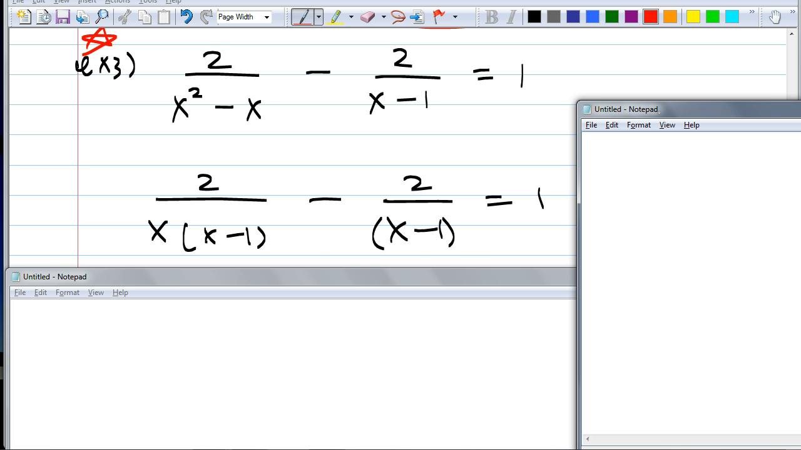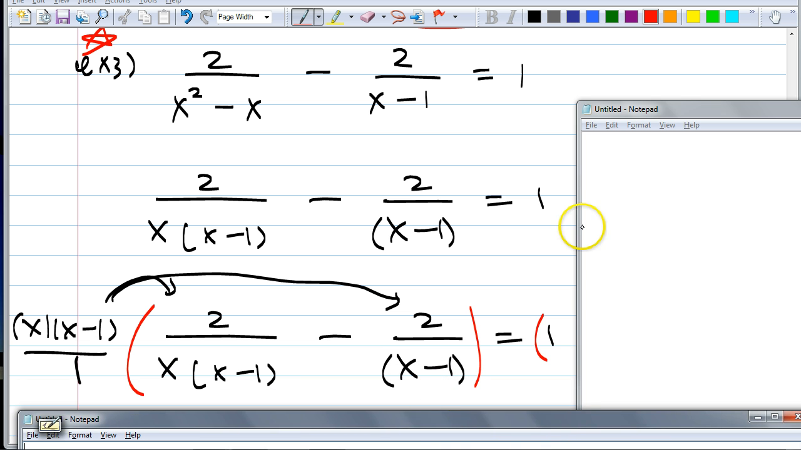How many terms do you have on the left side, class? 2. How many terms do you have on the right side, class? 1. So when you distribute x times x minus 1 to the left side, how many times do you multiply, since there are 2 terms? Twice. Okay, this is what we'll be doing.